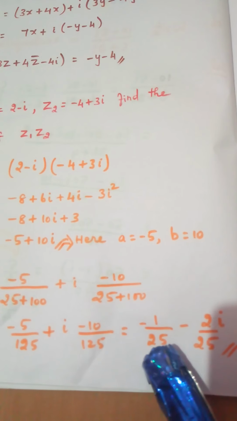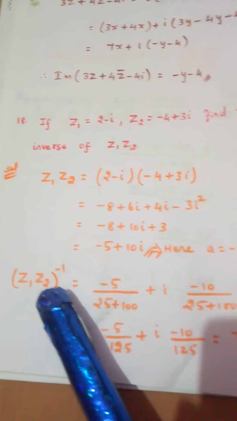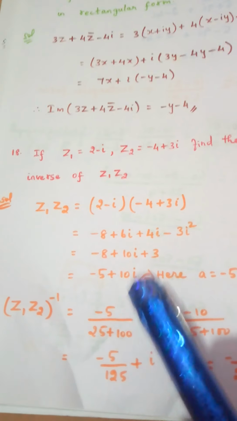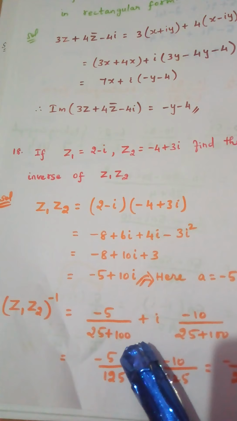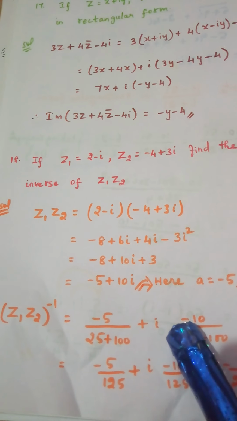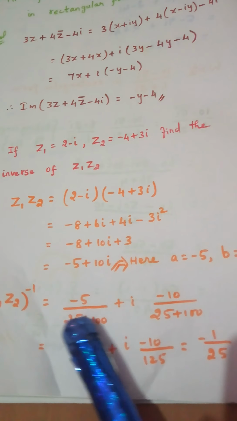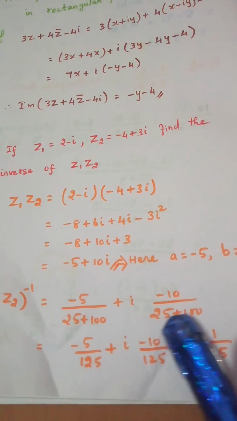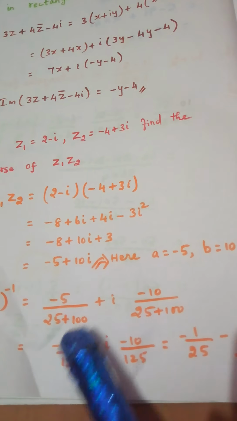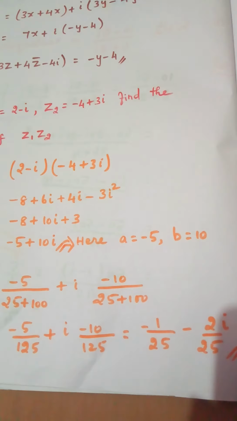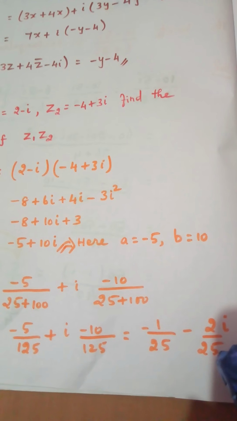So what have we calculated here? z1 z2 whole inverse. What is the formula? a by a square plus b square plus i into minus b by a square plus b square. This is nothing but simplification of the denominator, right? 25 plus 100, 125. Cancelling with the 5 table and writing the answer. Children, I think you would have understood. Definitely you will understand this.